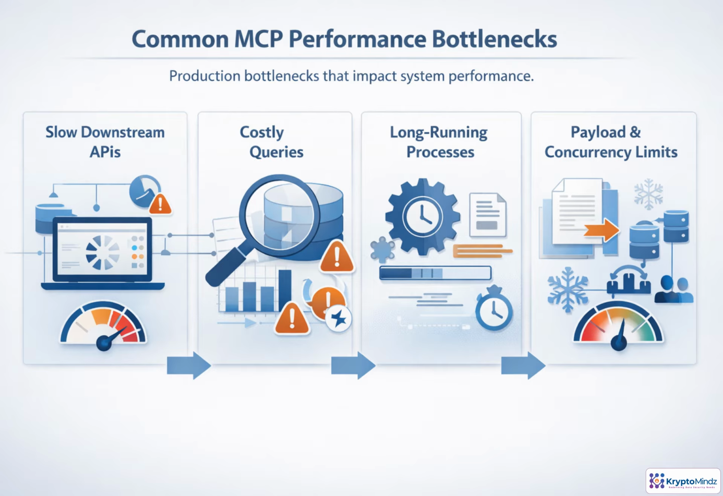Most MCP latency comes from a familiar set of causes: slow downstream services, costly database or search queries, long-running work, large payloads, cold starts, and concurrency limits. The good news is that these are measurable patterns, not mysteries. Once you can see them, you can isolate and improve them.